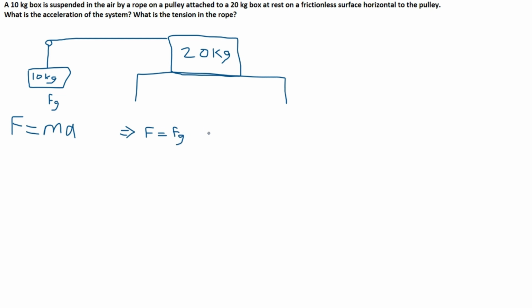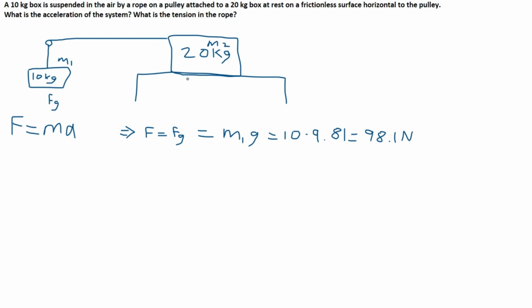So, to calculate the force of gravity, it's just simply, let's label this mass 1, and this will be mass 2. It'll be mass 1 times acceleration due to gravity, which is equal to 10 kilograms multiplied by 9.81 meters per second squared, equaling 98.1 newtons.